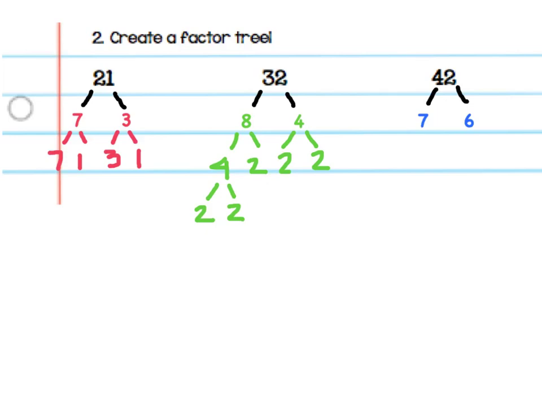Let's try the next one, 42. 7 and 6. 7, I know, is only going to be 7 times 1 because no other numbers multiply to 7. But 6, we can break it down to 3 times 2. Notice I don't have to go another step further. I don't have to write 3 times 1 and 2 times 1 because we understand that. So technically we can always stop right here.